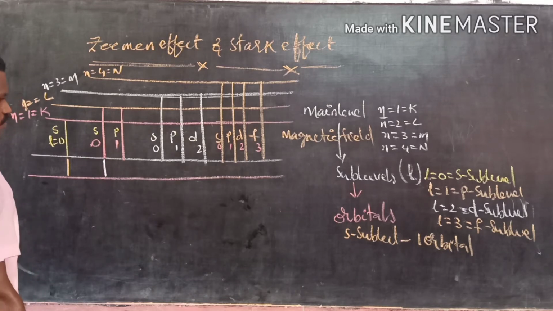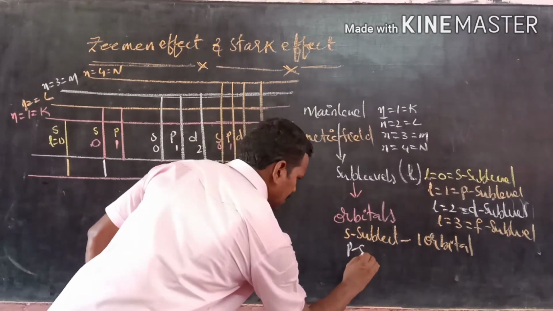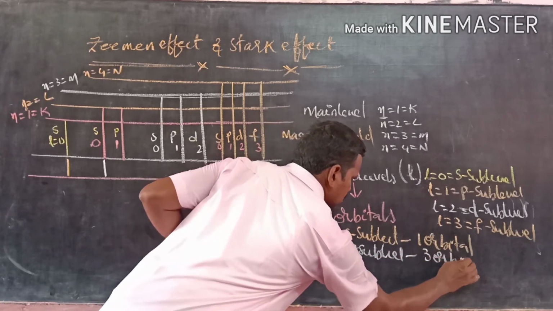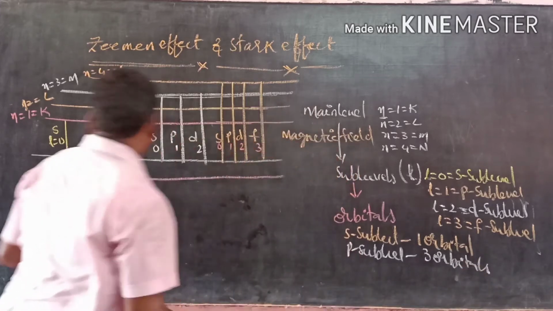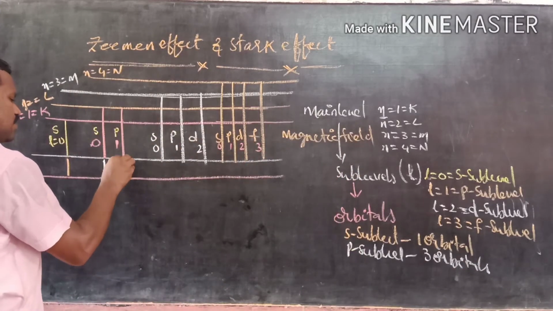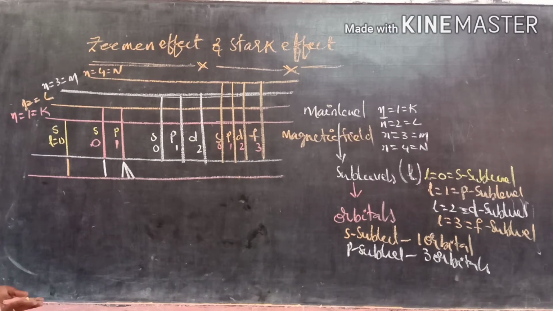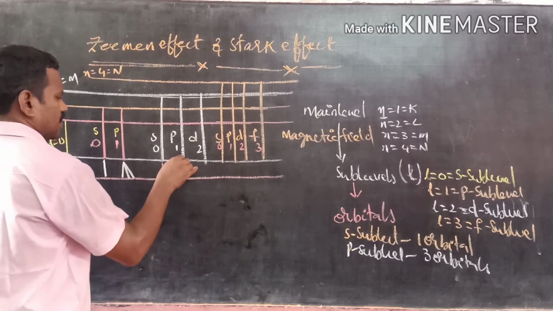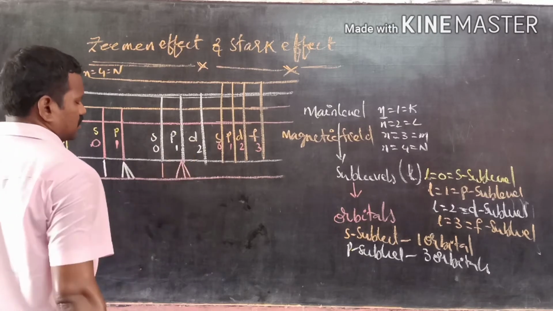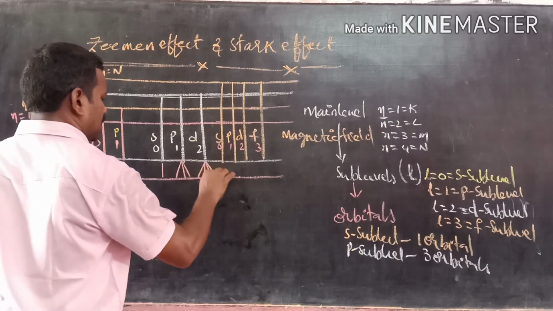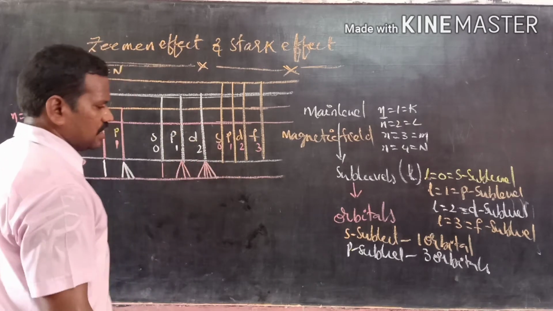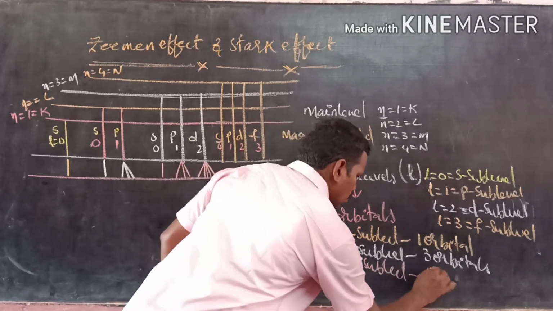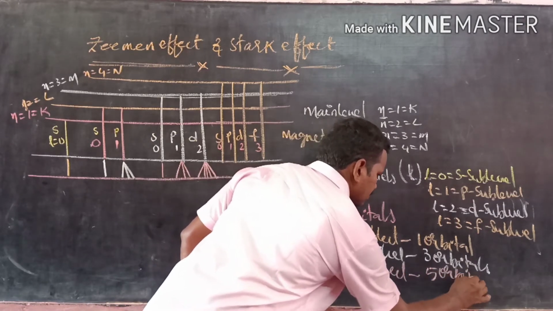Now L equals 1 is called the P sublevel. The P sublevel has 3 orbitals. Now it will be divided like this: 3 orbitals. Once again, observe here that the S sublevel has 1 orbital, whereas P has 3 orbitals. Then D has 5 orbitals. For the D sublevel, there are 5 orbitals present.